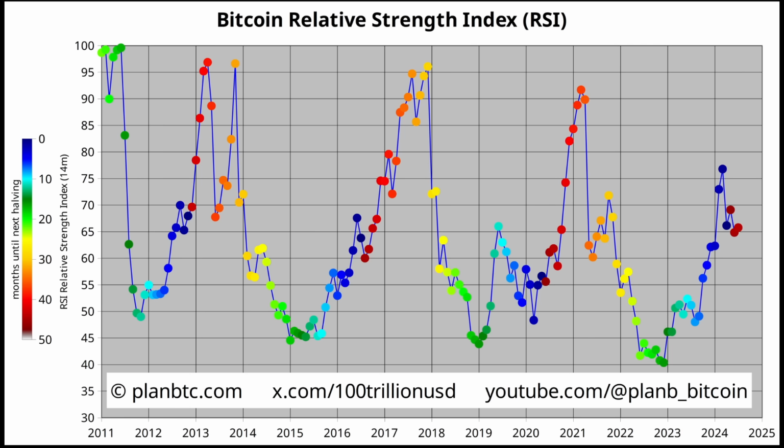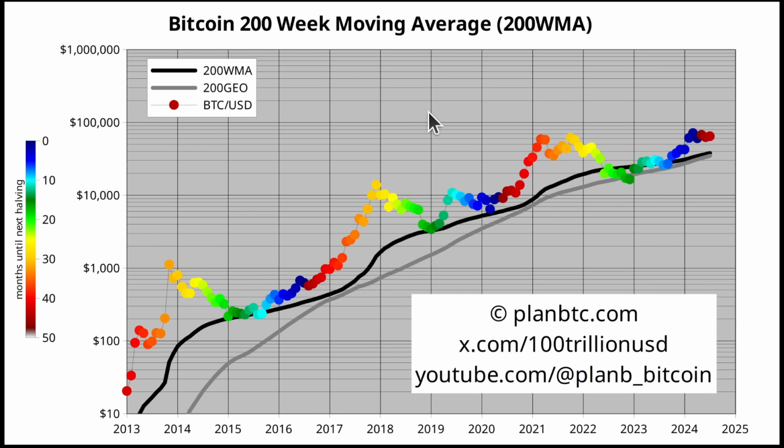Second technical analysis chart is a moving average. Moving averages are very useful to smooth out short-term random noise in the price data and to focus on long-term trends. Now, we're looking here at a 200-week moving average, so that's almost 4 years, which is really long-term, and I like it because it aligns with the 4-year halving cycles. I also like it because it always goes up. The 200-week moving average, the black line, always goes up. It has never ever gone down.